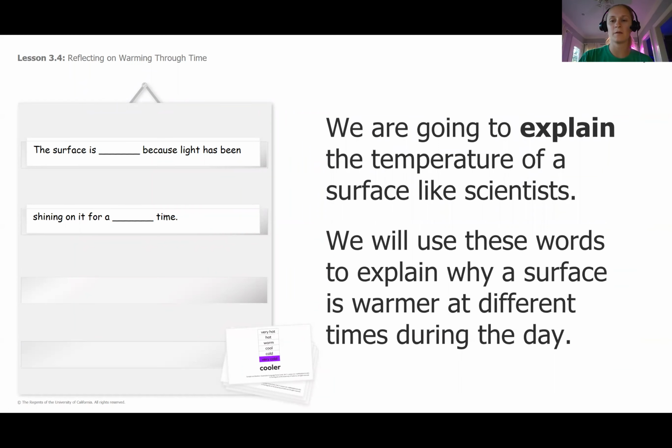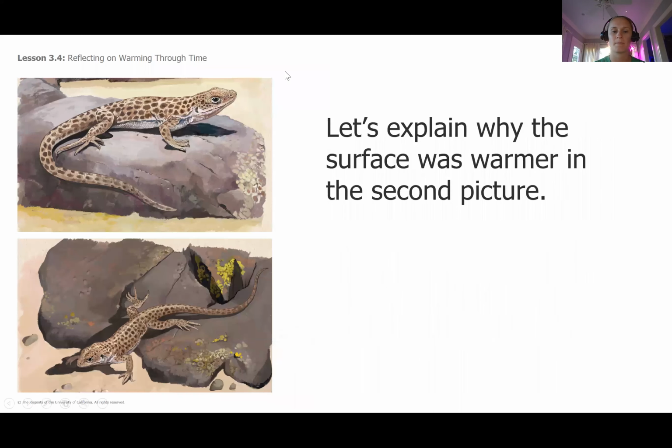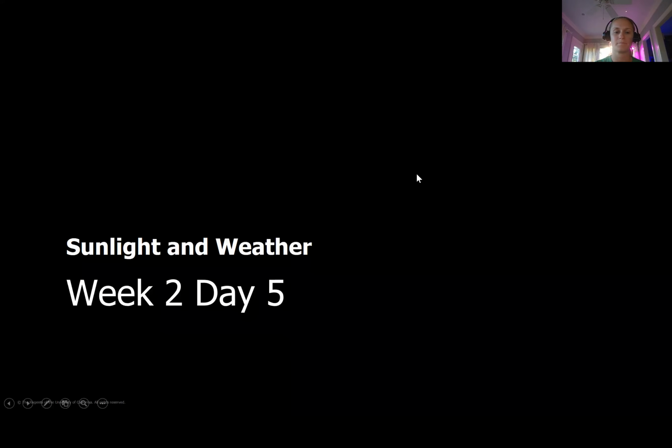So when you're talking about this with someone at home, I want you to use the sentence that's on your page at home as well. The surface is blank because light has been shining on it for a long time. So if I were to explain why the surface was warmer in the second picture here, I would say the surface is hot because the light has been shining on it for a longer time.